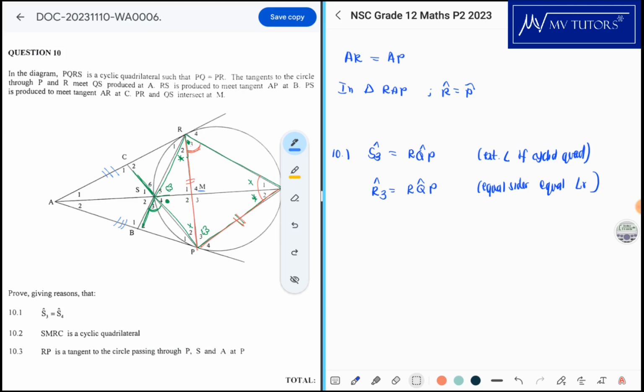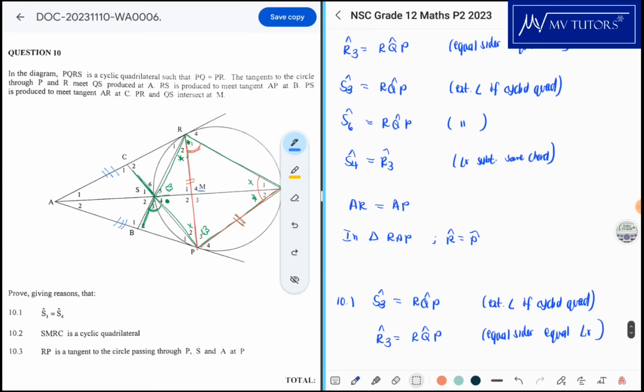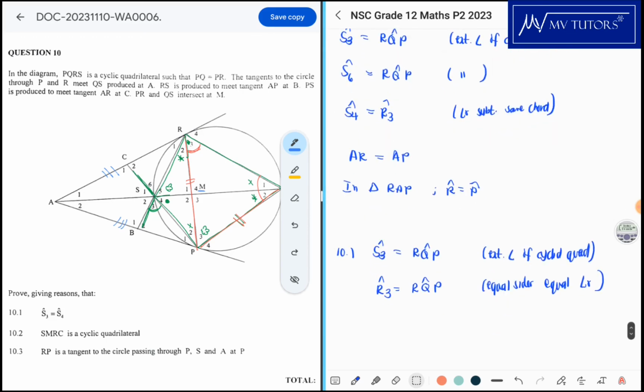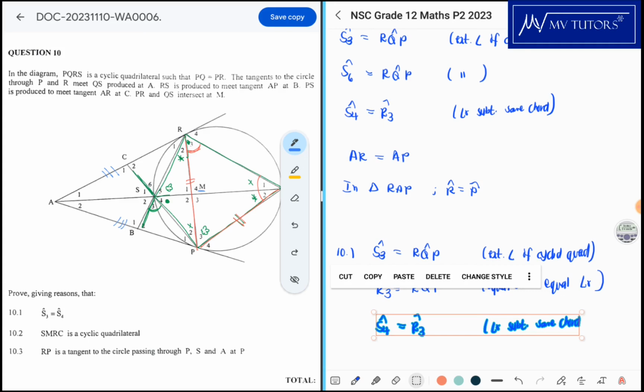How can I deal with this R3? Did I say anything about S4? Yes, I said S4 is equal to R3. Okay, I did. I was already getting lost in my work. Okay, so there we go. In 3 steps. S4 is equal to R3.